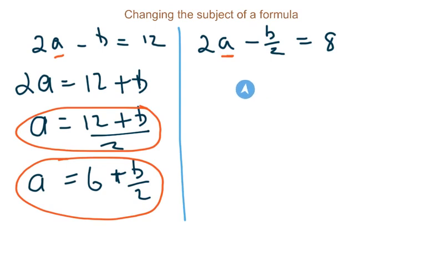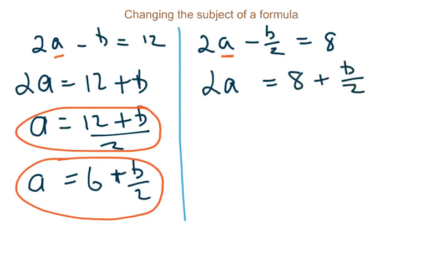Okay, here's a slight difference in this. The same kind of question, but just slightly different. We want to make A the subject of this formula. I need to get rid of everything else, just leave the A on its own. So I'm going to add B divided by 2 onto both sides. So 2A is equal to 8 plus B over 2.